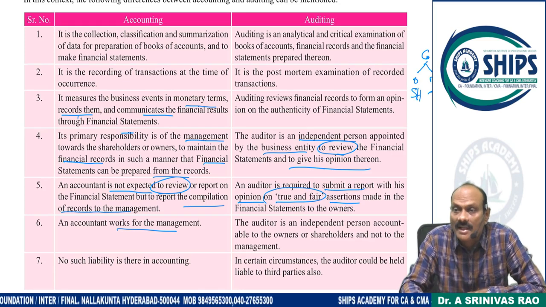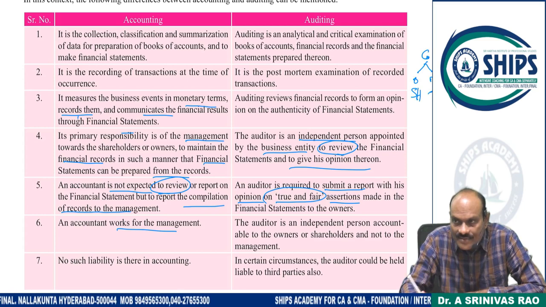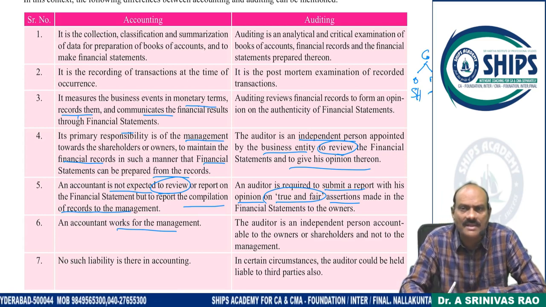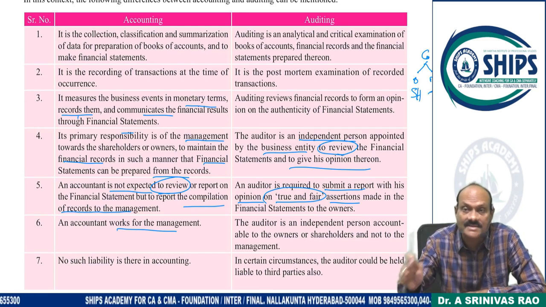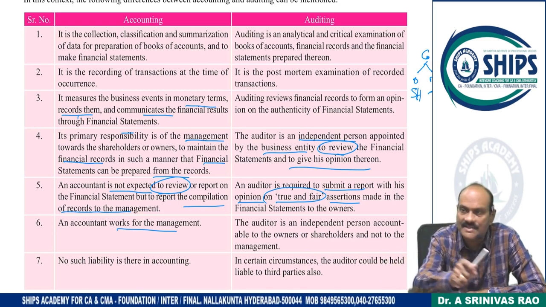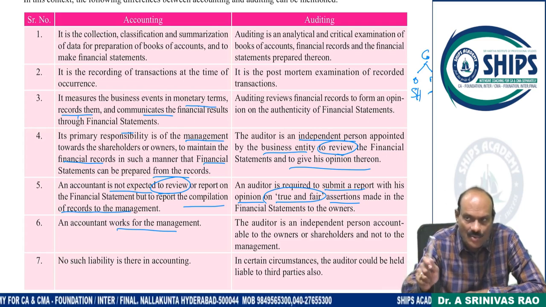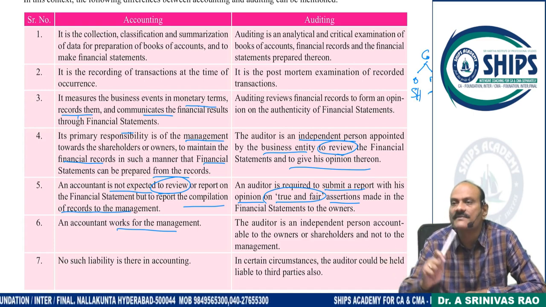The auditor is required to submit a report with opinion on the true and fair assertion. Assertion means declaration. Always remember, assertion means declaration. In the financial statements, they made certain declarations. What were the declarations management made? Gross profit declared, net profit declared, provision for income tax, provision for depreciation, salaries paid. Whether those declarations were genuine or not is going to be reviewed by this audit. And he has to certify that.